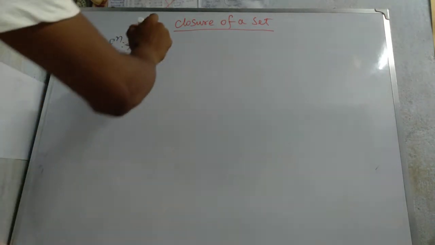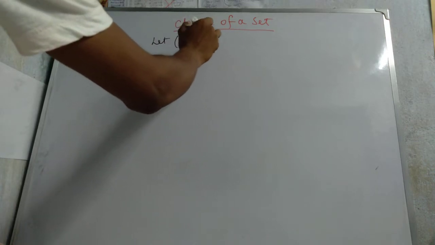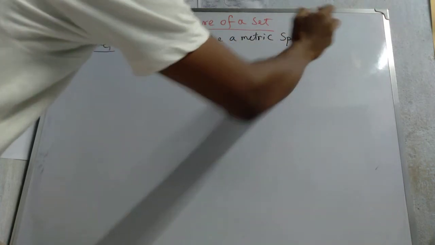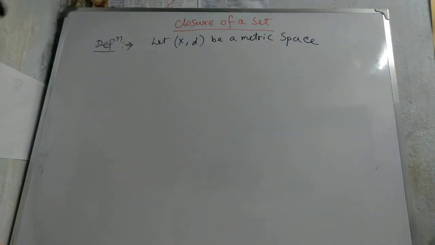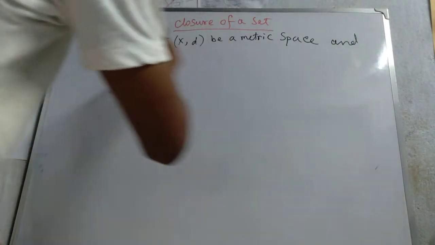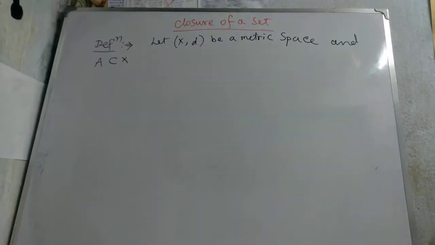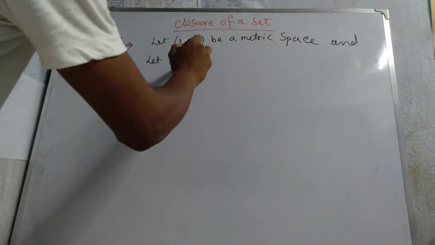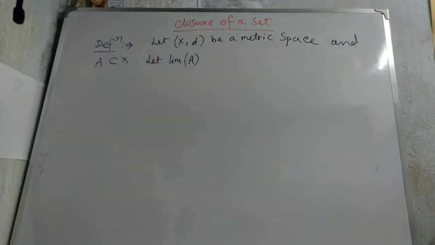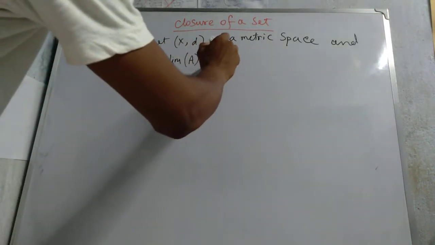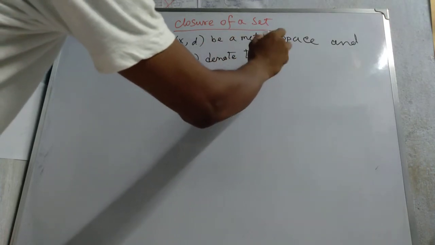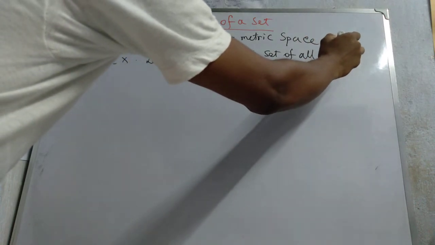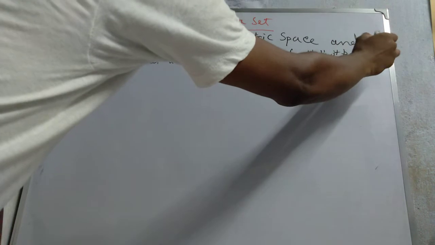Definition: let (X, d) be a metric space and A a subset of X. Let A' denote the set of all limit points of A.